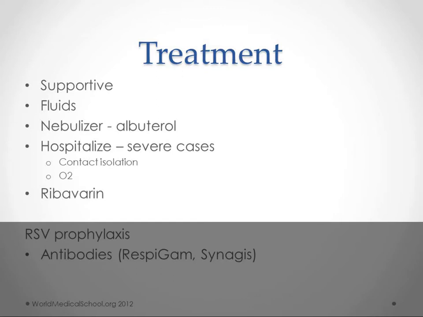In the severe cases, like we talked about on the last page, those with comorbidities, those with low O2, a toxic look, these kids can be hospitalized, should be hospitalized, and put in contact isolation. That's another reason we might test for RSV, by the way. If we find out that they have RSV, that might help us to divide up our patients and not cross-contaminate.